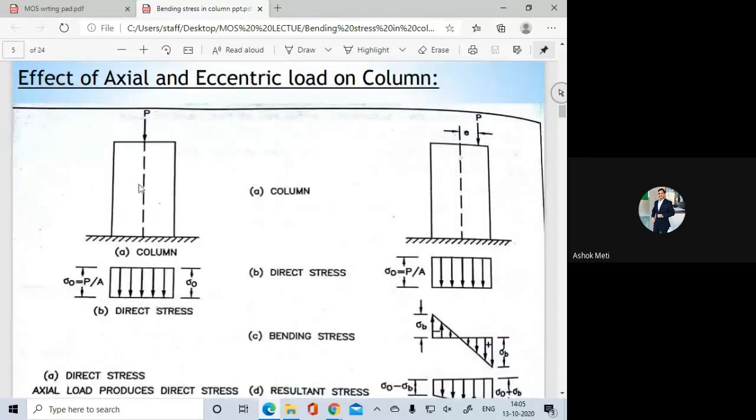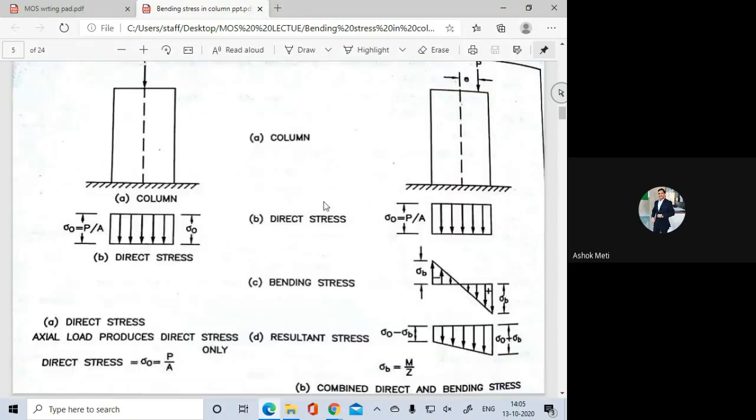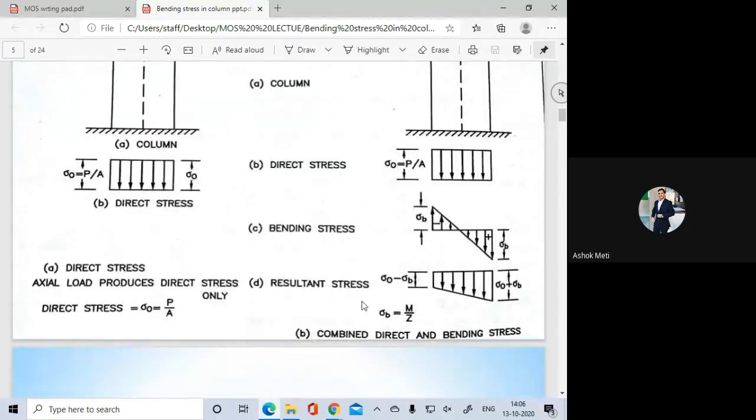First case is the direct stress due to the axial loading, column subjected to axial load, and another one is the bending stress due to the column subjected to the eccentric loading. So here there is a direct stress and there will be a bending stress, and the combination of these two will give the resultant stress. The resultant stress will be maximum or minimum.